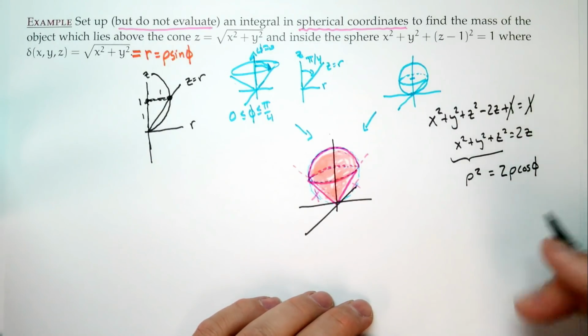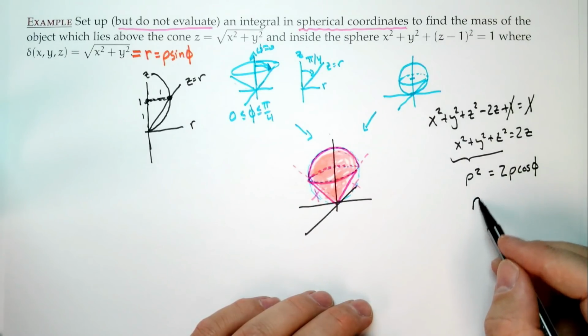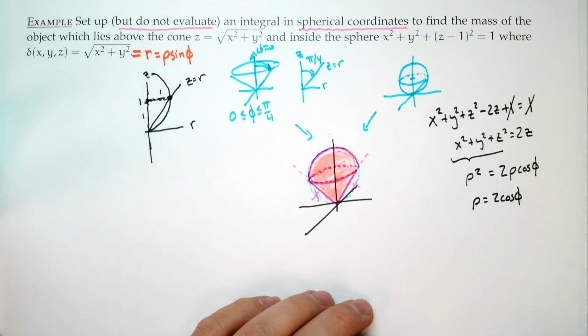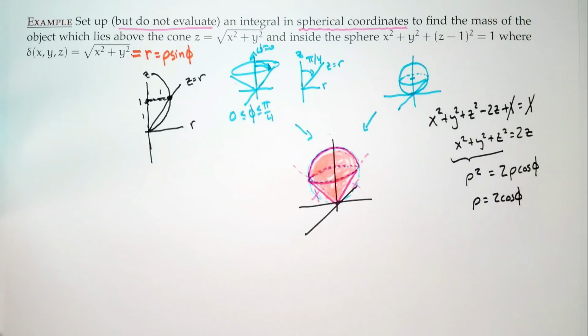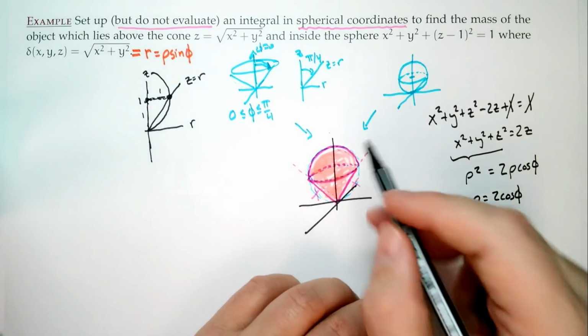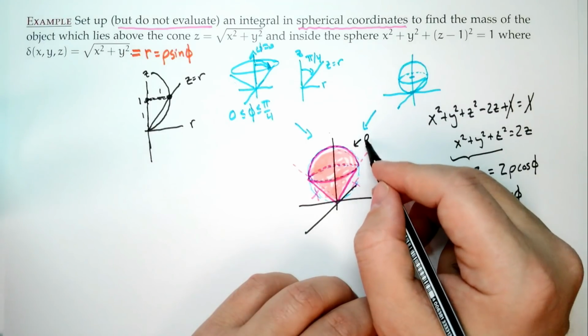And now, divide out by a rho. Now you might say, whoa, this feels kind of familiar, like we did something like this when we were going into polar. So rho equals 2 cosine phi. That's our surface up here.